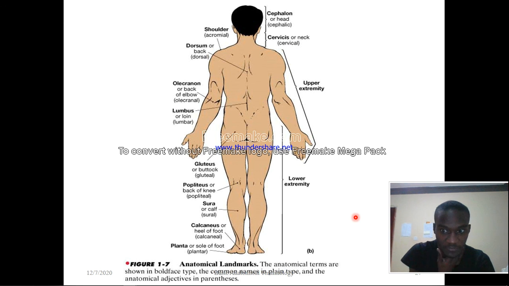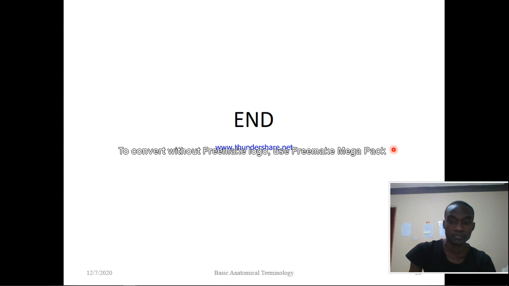From the posterior view, the backside view of the body, we can still locate those extremities quite well in this anatomical position. The upper extremities and then the lower extremities. And that is part 2 of our introduction.